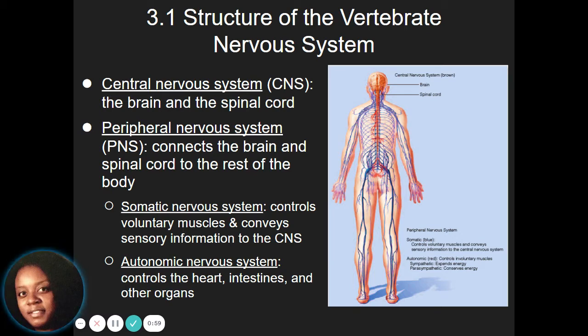So if you look at the picture, the parts that are in blue are your somatic nervous system, and then the parts that are in red, not as prominent, those parts are the autonomic nervous system, which is responsible for your muscles and things of that nature.